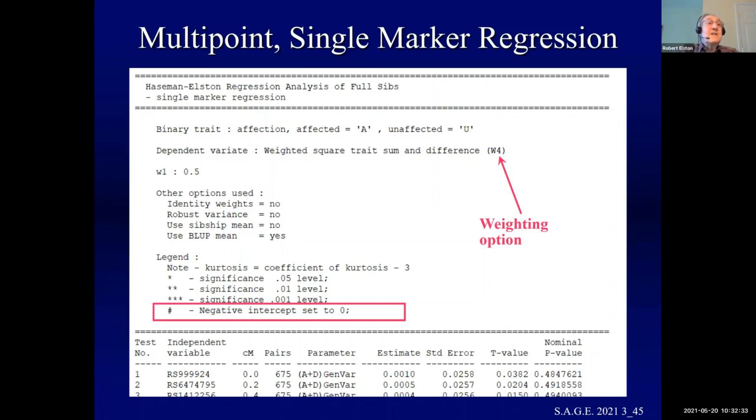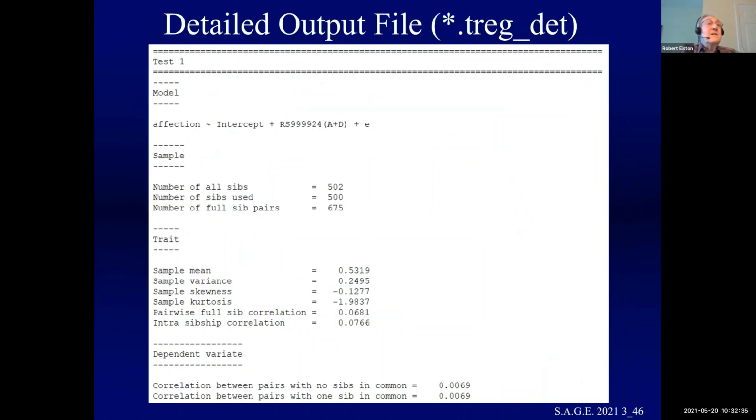So in the detailed output, it tells us the model: you have affection as the intercept plus, and first of all, in the top line, you'll notice that it says A plus D. This is assuming the genetic variance is additive and dominance. You can have additive alone, or additive and dominance.